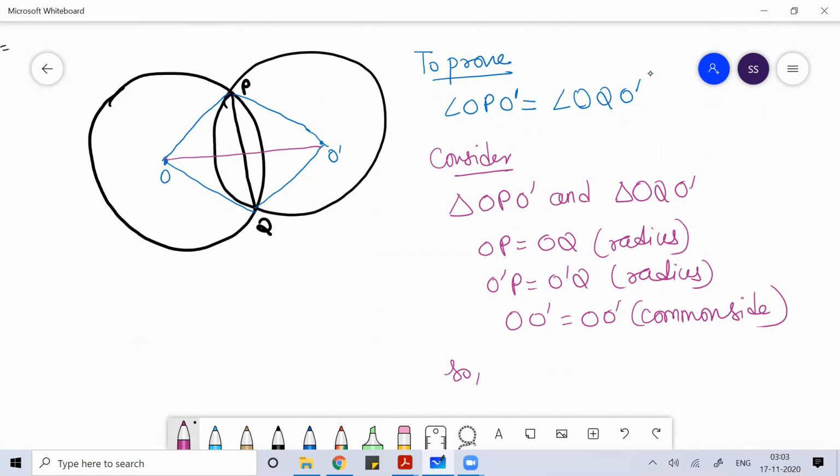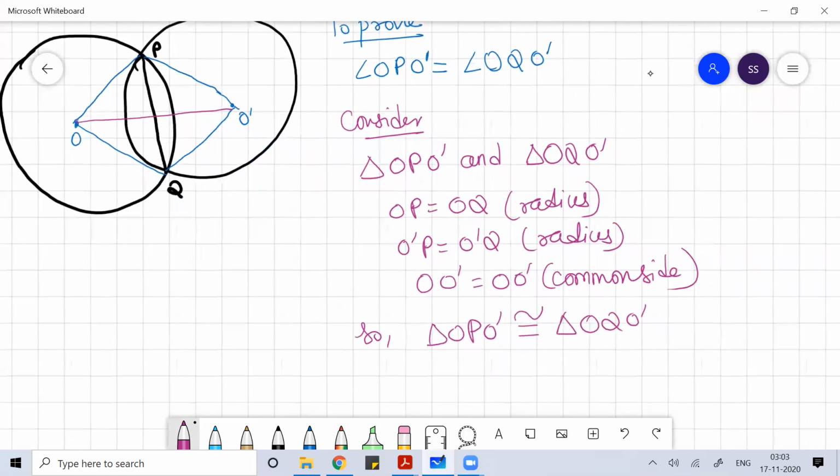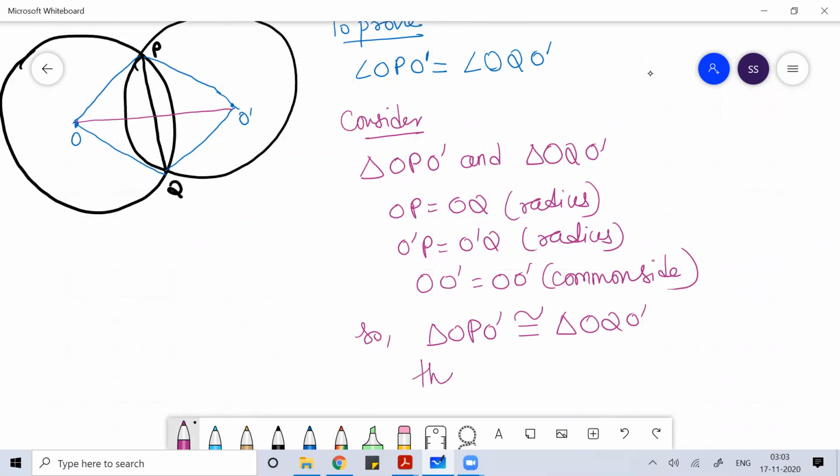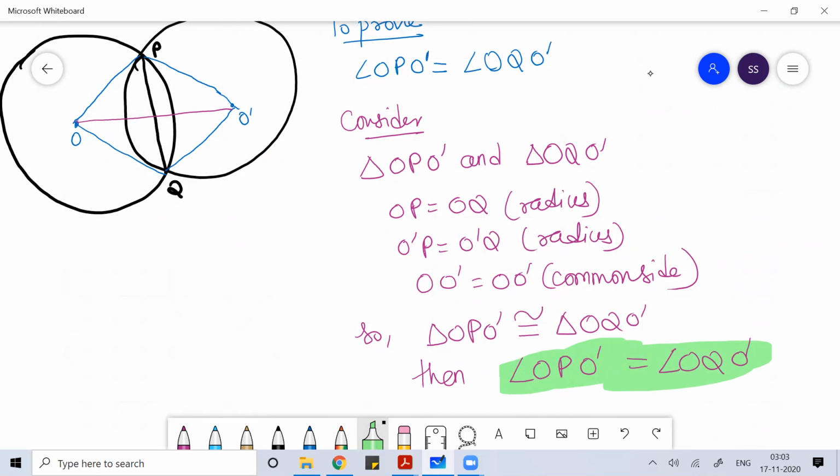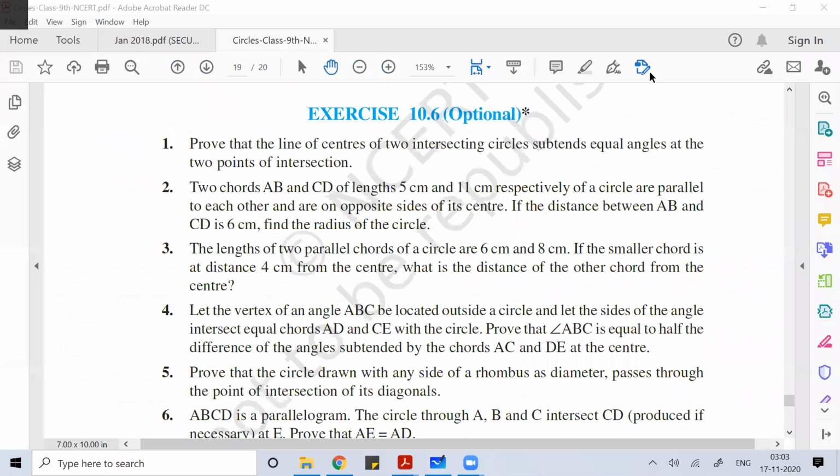So the triangle OPO dash is congruent to the triangle OQO dash. If they are congruent, then the angle OPO dash will be equal to the angle OQO dash. I hope you understood this. This was question number one. Now see question number two.